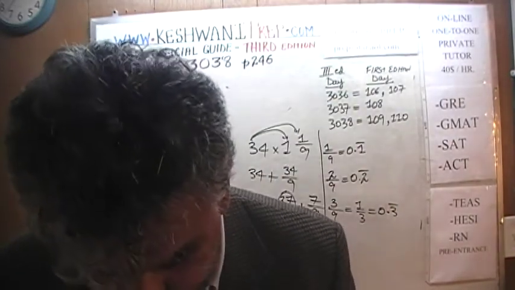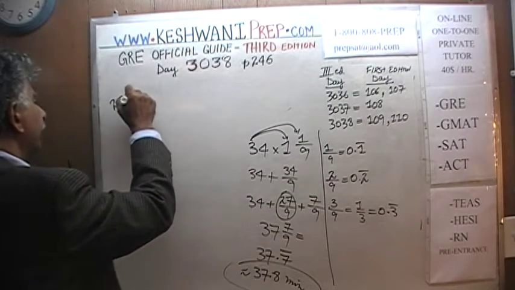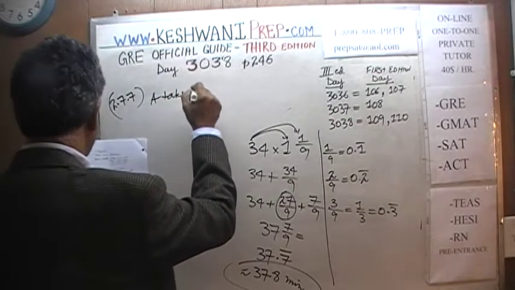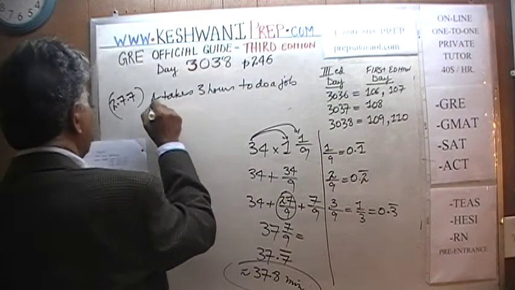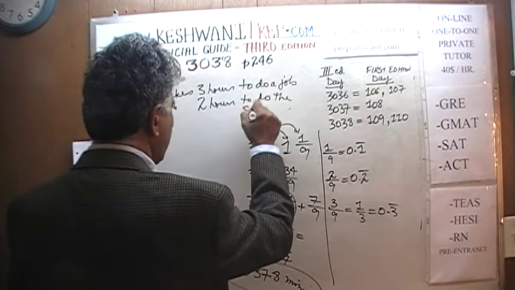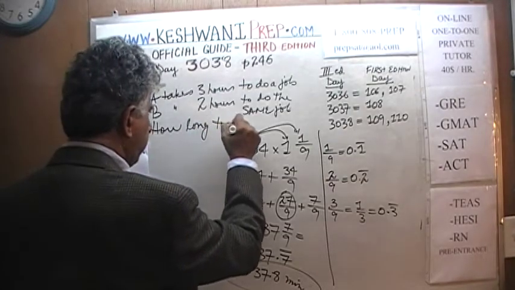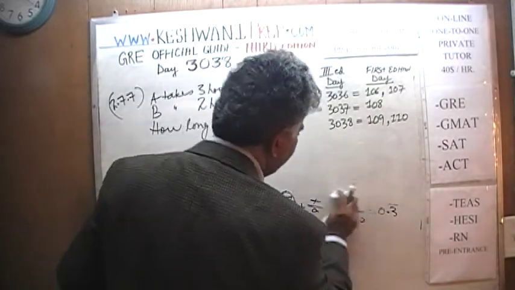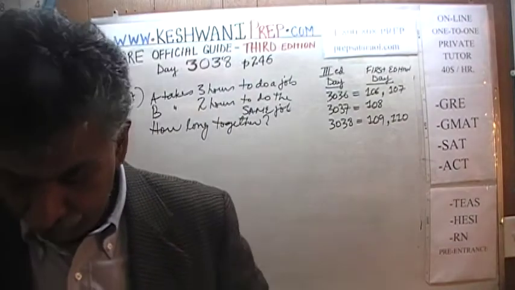Number 3. 2.7.7. It says A takes 3 hours to do a job. We are further told that B takes 2 hours to do the same job. The question simply is, how long together? How long will they take if they were to work at their respective paces simultaneously? The question is simply that.